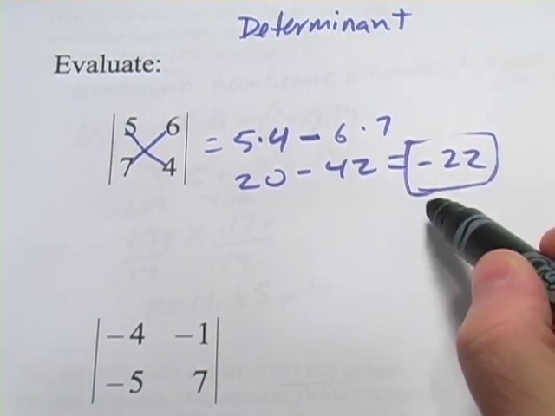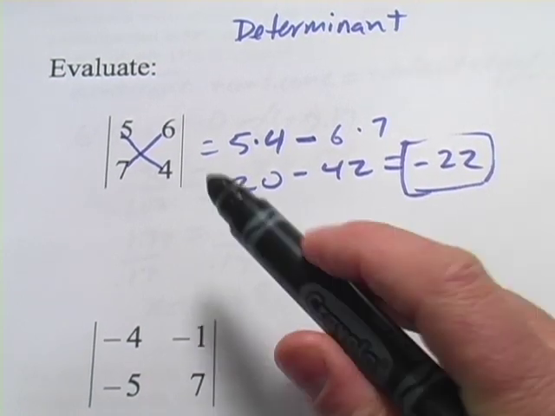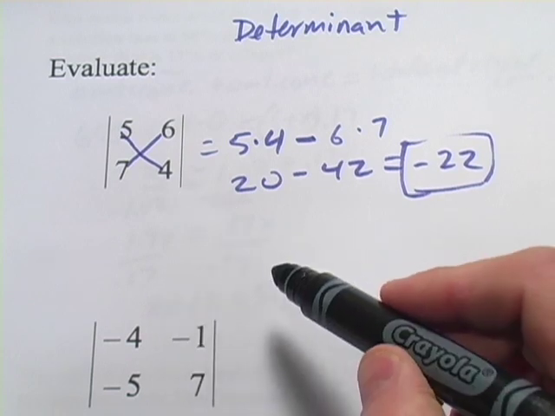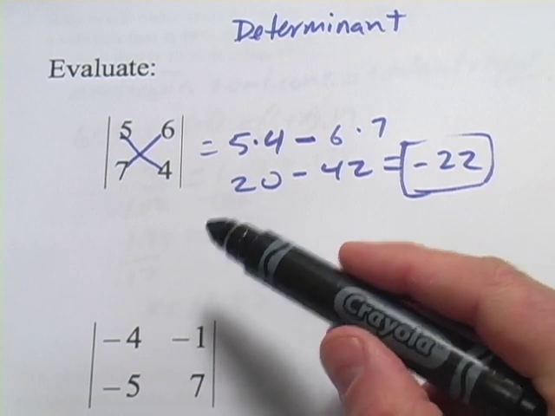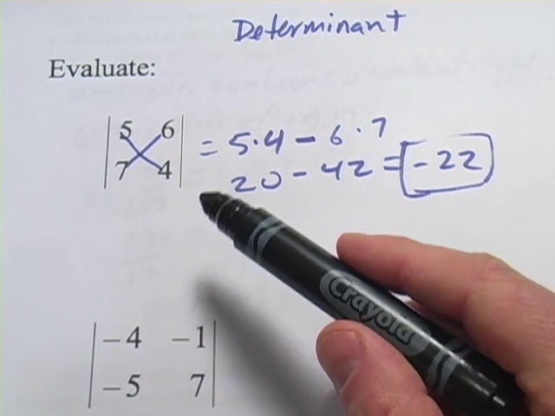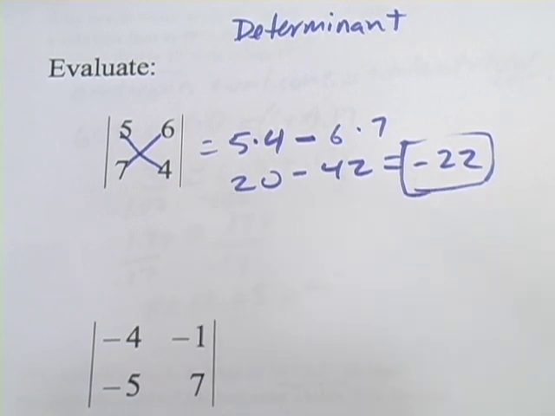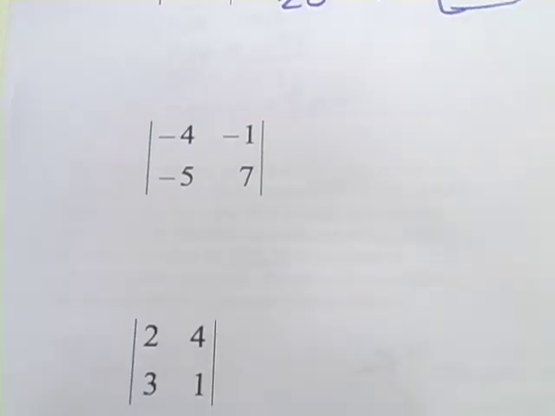A determinant is just a single value that this set of numbers comes out to. And this is the way to do a 2 by 2. It gets a little more complicated when you get bigger matrices, so a 3 by 3 is a little tougher. We'll look at that soon. Let's just try a little more practice with 2 by 2s here.